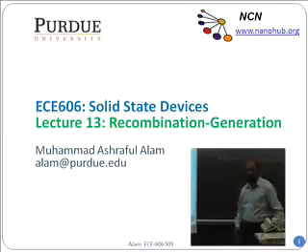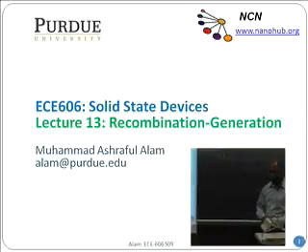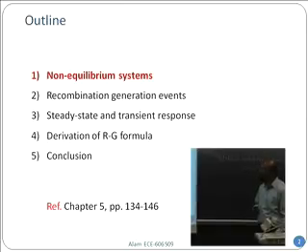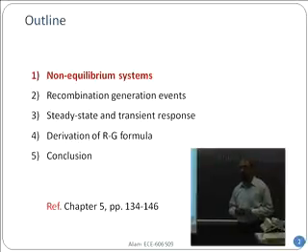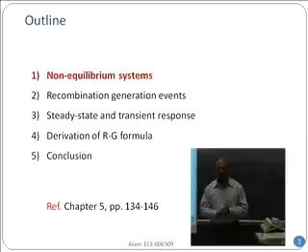Recombination generation. This is lecture 13. Now, in the last 12 lectures, we have done a very important thing. The last lecture was very important because until the last lecture, we talked about an equilibrium system. That means take a chunk of silicon, put it on your desk in a dark room, let's say, nothing happening, and the system is in equilibrium with the room, same temperature and everything.